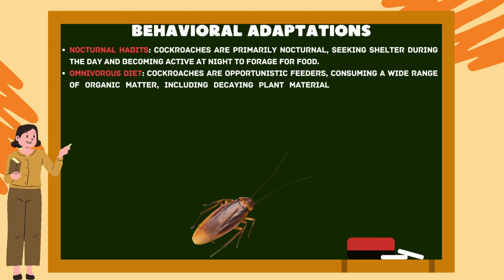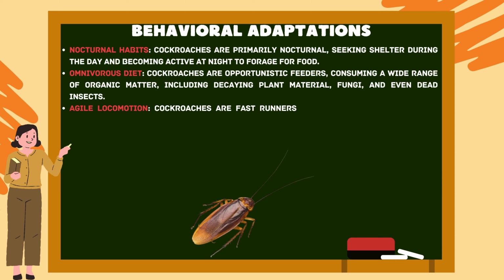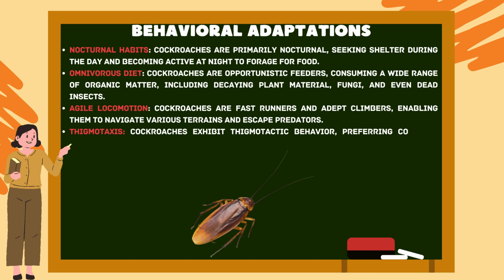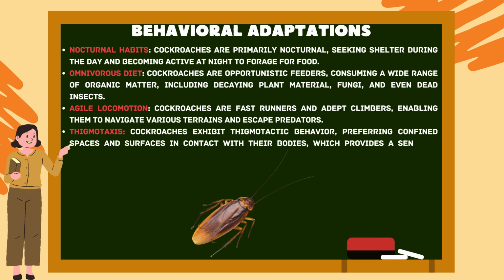Nervous system. The nervous system consists of a brain, a ventral nerve cord, and ganglia distributed throughout the body, controlling sensory input and movement. Reproductive system. Cockroaches reproduce sexually, with males and females having distinct reproductive organs. Females lay ootheca, egg cases, that contain fertilized eggs.